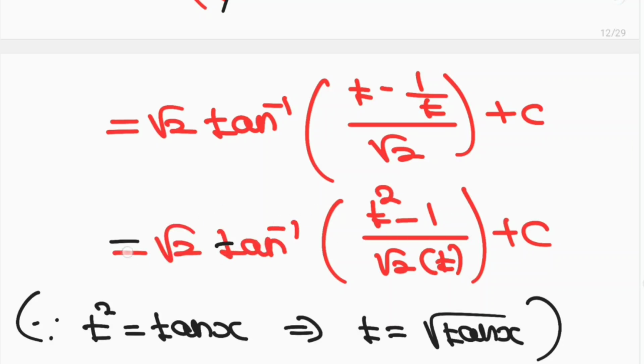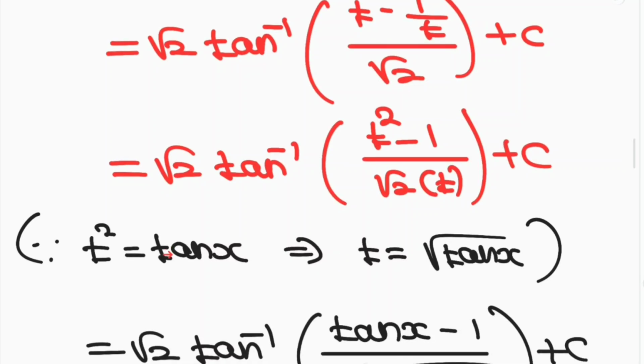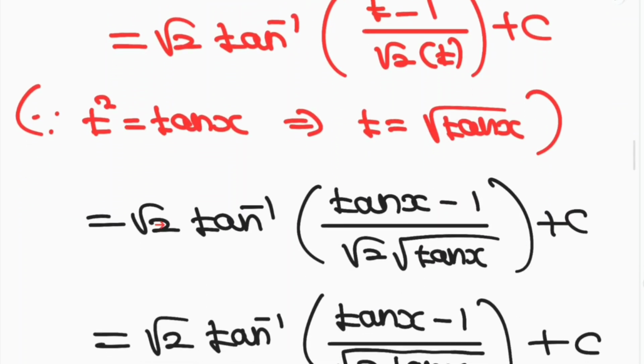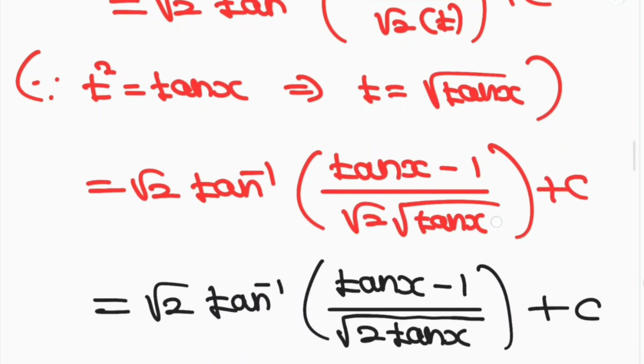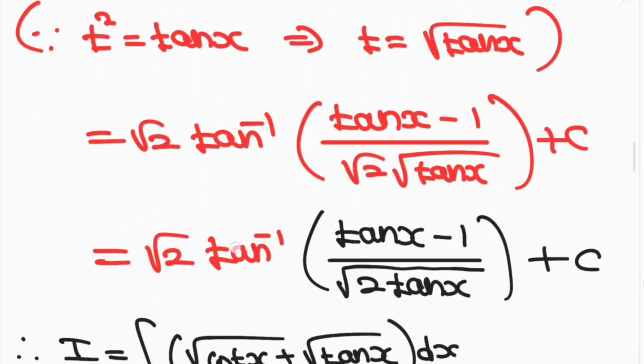And what did we take t as? We took t square as tan x. So replace it. Here t, if we take the square root, becomes root of tan x. So in place of t square put tan x, and in place of t put root tan x. So how does this change? Root 2 into tan inverse of tan x minus 1 divided by root 2 times root tan x plus c. So finally root 2 into tan inverse of tan x minus 1 divided by root 2 into root tan x.